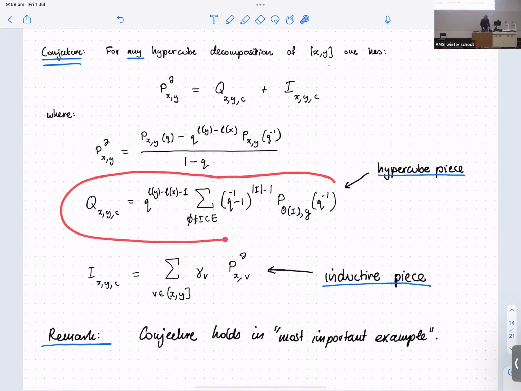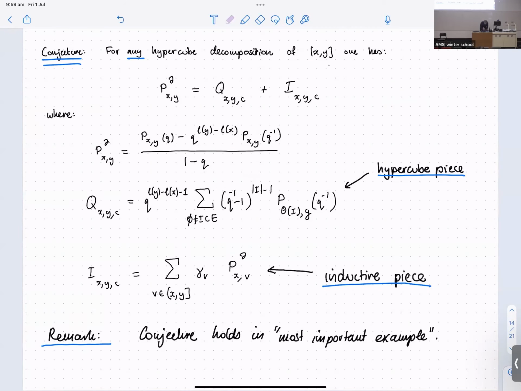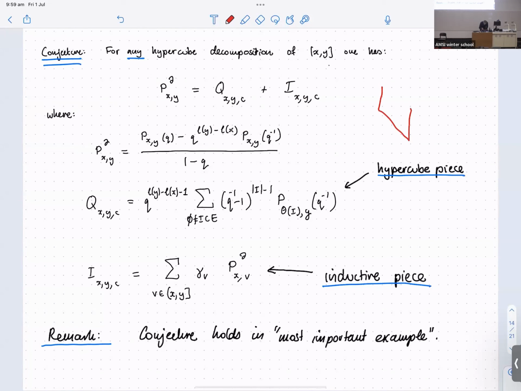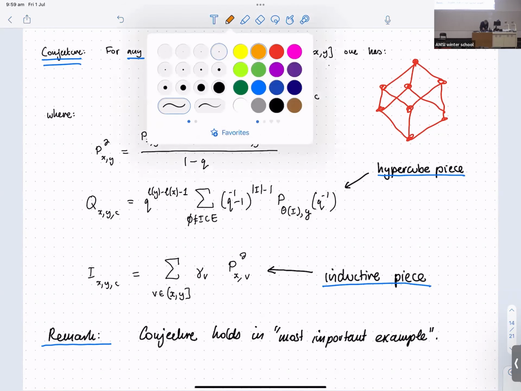This is basically what it says on the box. I'll explain what this hypercube piece looks like in the simplest example, which is when we don't have a hypercube cluster, we just have an actual hypercube, and this is inside our big interval.